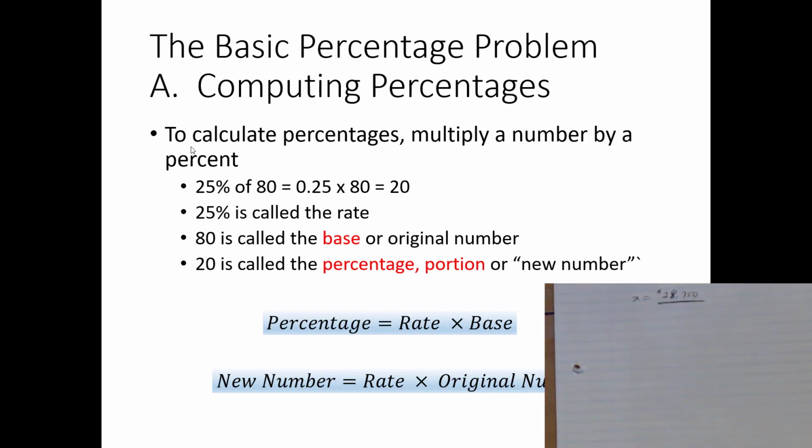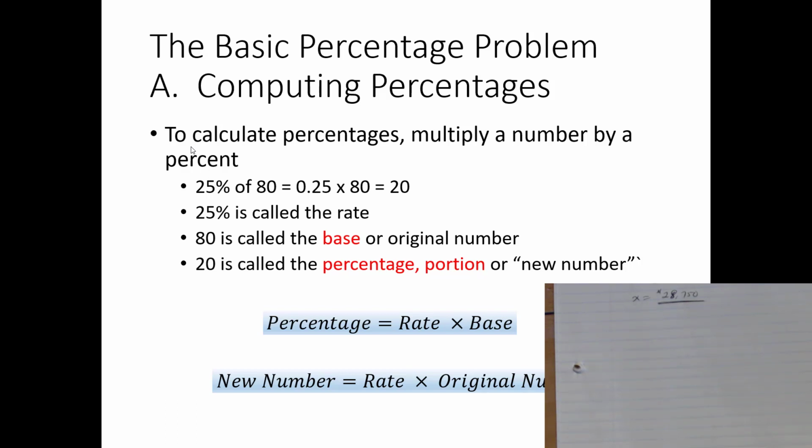Okay, so we have 25% of 80. Now, whenever we're dealing with an operation with percentages, we want to convert that into a proportion, so 25% becomes 0.25. 0.25 times 80 gives us 20, and that's the result. I think the wording is easier just to start with 80 as being the original number and 20 as being the new number.